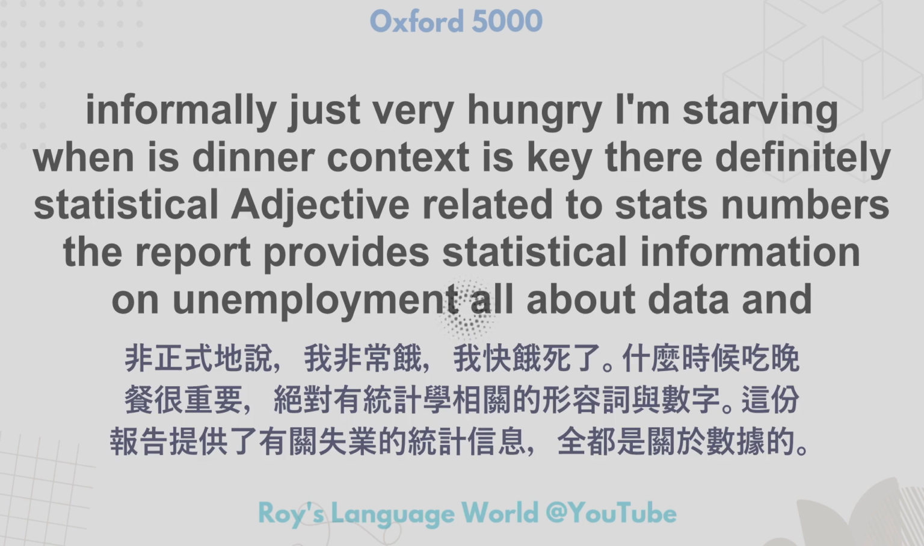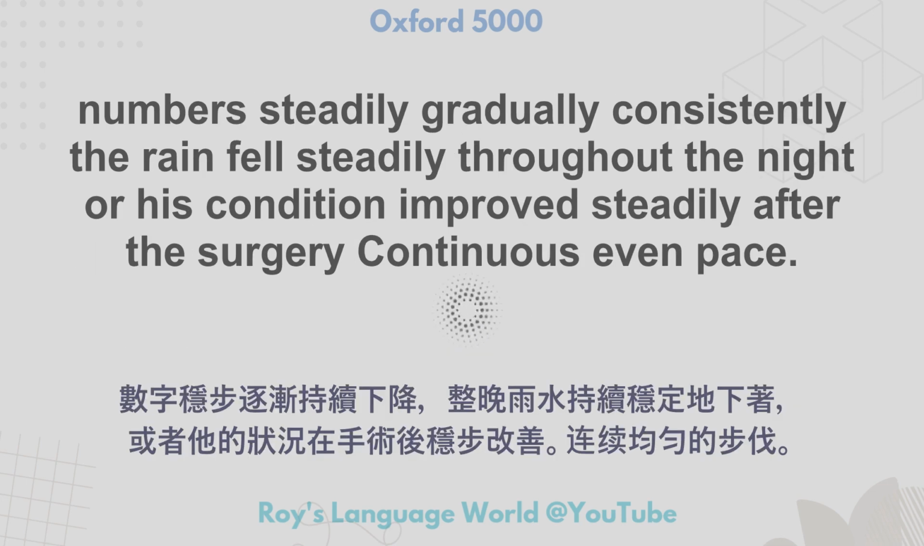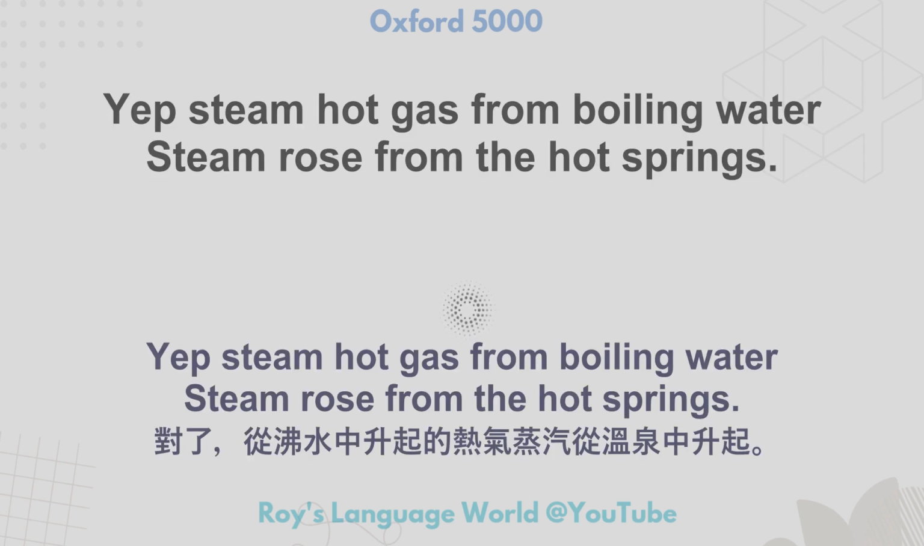Statistical, adjective related to stats, numbers. The report provides statistical information on unemployment. All about data and numbers. Steadily, gradually, consistently. The rain fell steadily throughout the night. Or his condition improved steadily after the surgery. Continuous, even pace. Yep.